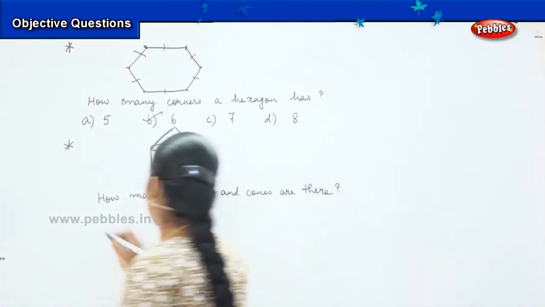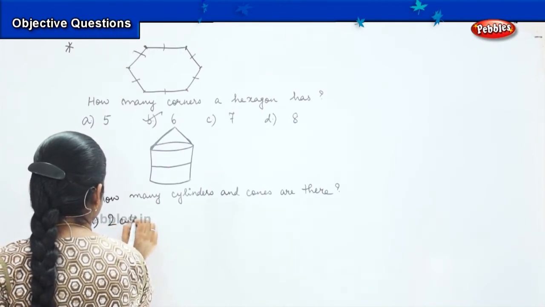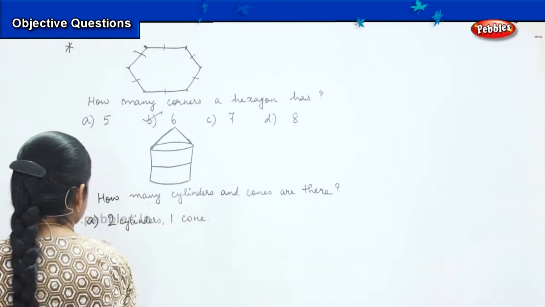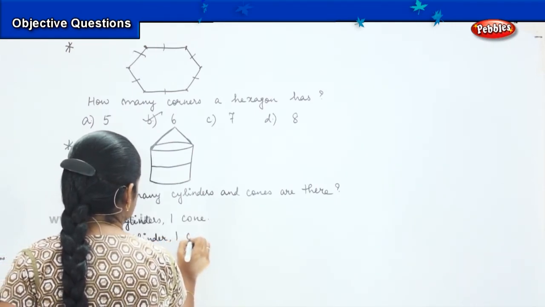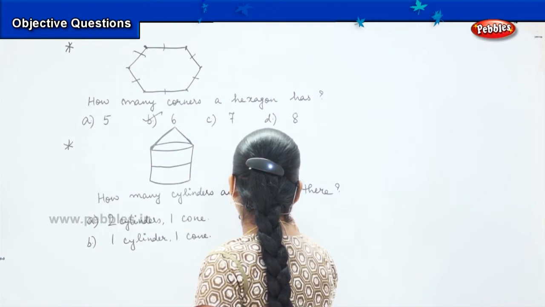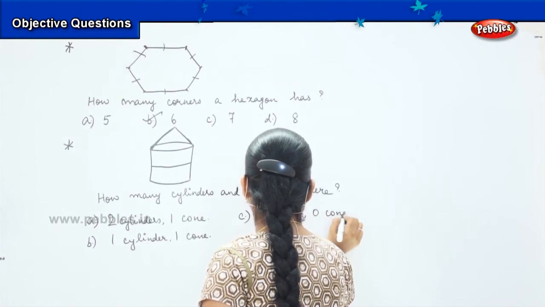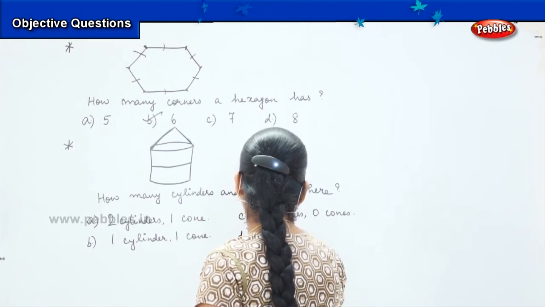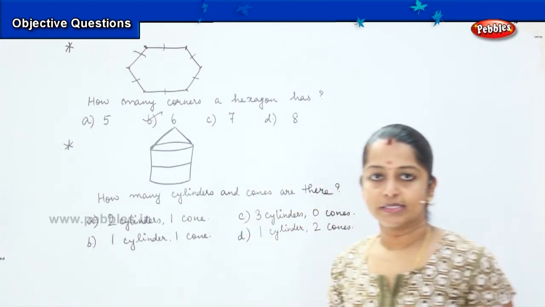Okay. And my answer is, option A, there are 2 cylinders and 1 cone. Option B is 1 cylinder and 1 cone. Option C is 3 cylinders and 0 cone. And option D is 1 cylinder and 2 cones. So can you tell me the answer?